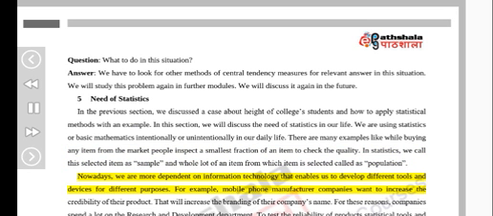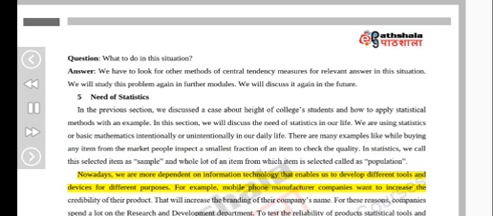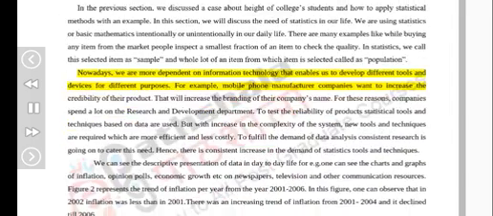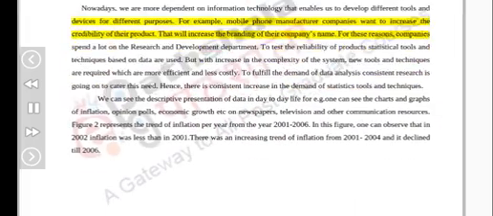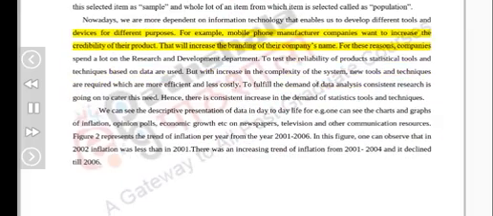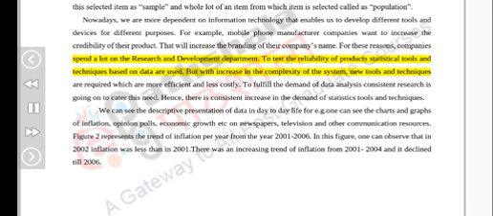Nowadays, we are more dependent on information technology that enables us to develop different tools and devices for different purposes. For example, mobile phone manufacturer companies want to increase the credibility of their product. That will increase the branding of their company's name. For these reasons, companies spend a lot on the research and development department. To test the reliability of products, statistical tools and techniques based on data are used. But with the increase in the complexity of the system, new tools and techniques are required which are more efficient and less costly. To fulfill the demand of data analysis, consistent research is going on. Hence, there is a consistent increase in the demand for statistical tools and techniques.